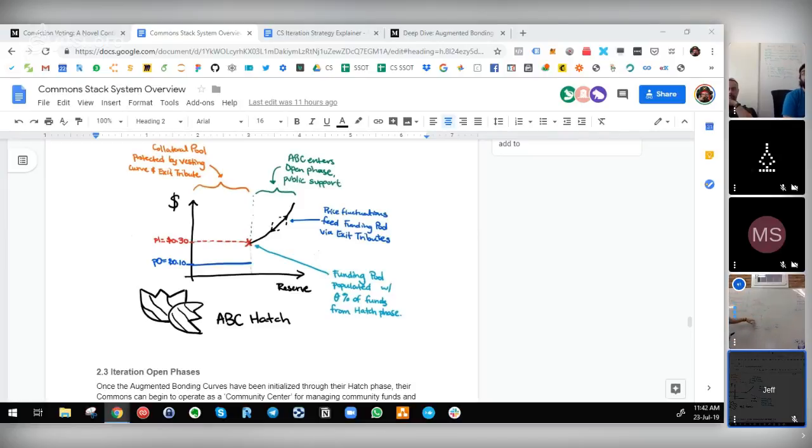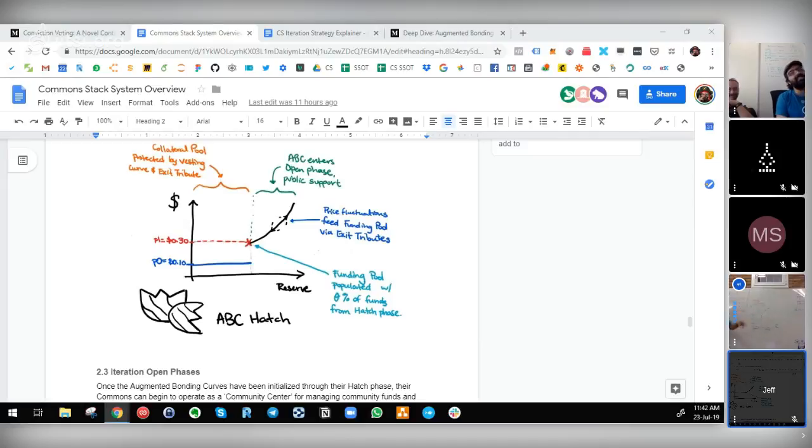So the hatch, just to explain, everyone gets in at this constant rate, P0. Now this is where the magic happens, because a bunch of people put in money at P0 and suddenly the curve launches at P1. Now, how does that happen? Math. Okay, we don't need to worry too much about it.